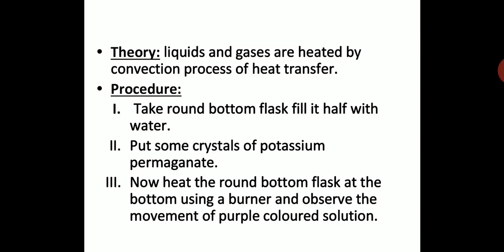Then the procedure. First step, take a round bottom flask and fill it half with water. Second, put some crystals of potassium permanganate. Third step, now heat the round bottom flask at the bottom using a burner and observe the movement of the purple colored solution. When you add potassium permanganate, the crystals will dissolve in water to give you a purple colored solution.